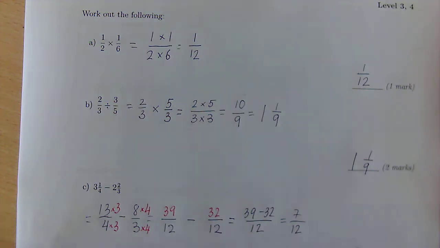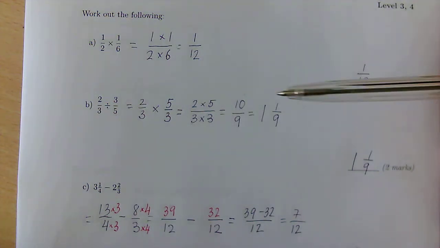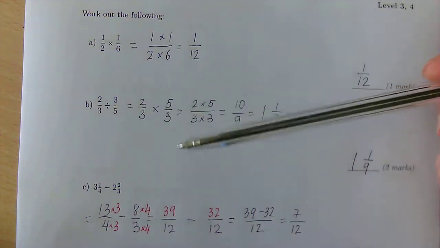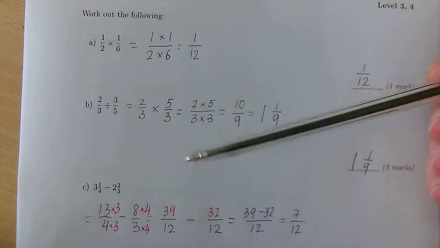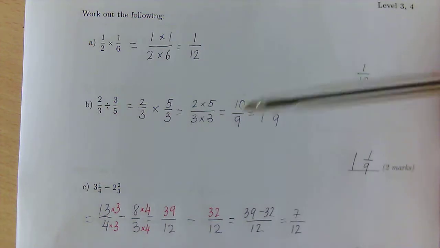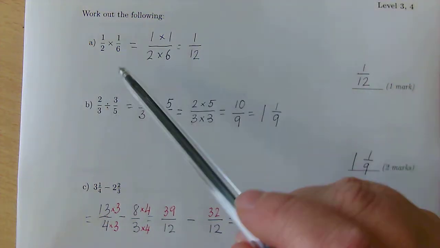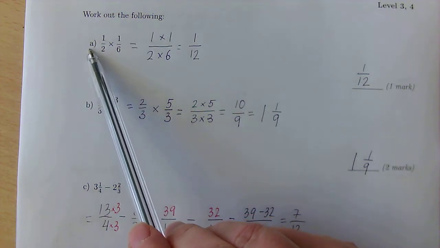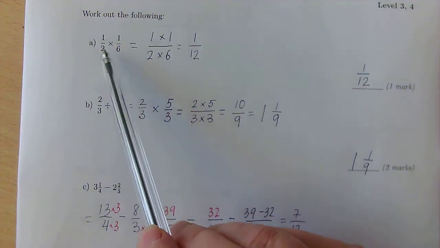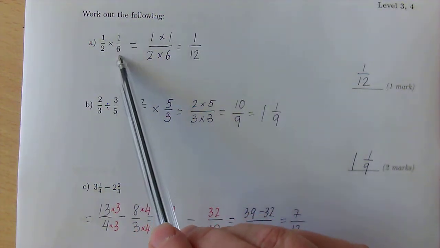I would like to give you feedback today on your mock examination papers. The first paper, paper 1, non-calculator paper, and we are looking at question 1. You had to work with fractions here. The first question, part A, was on multiplying two simple fractions, 1 over 2 times 1 over 6.